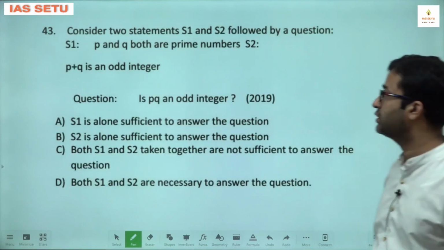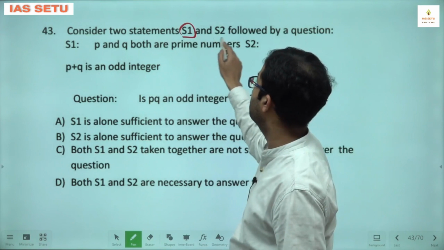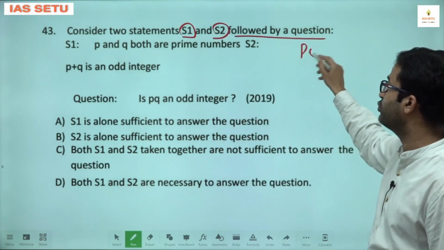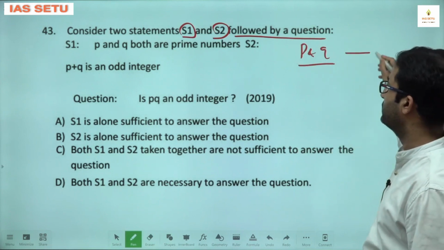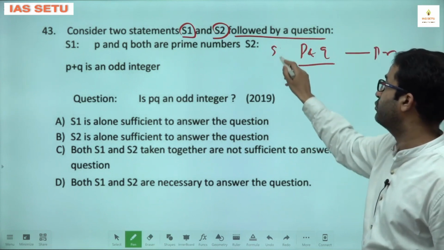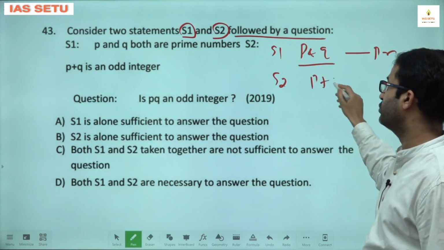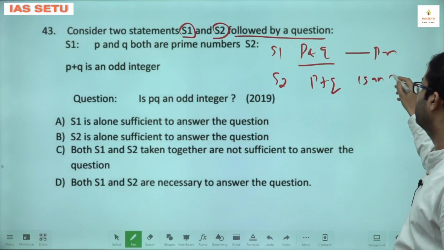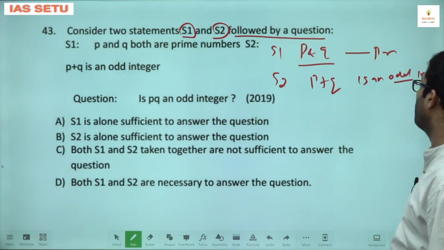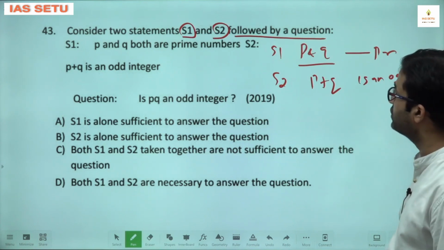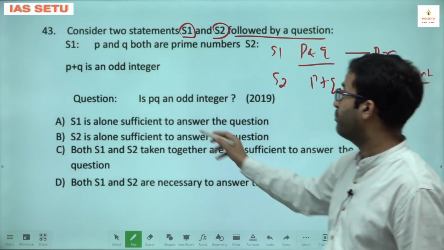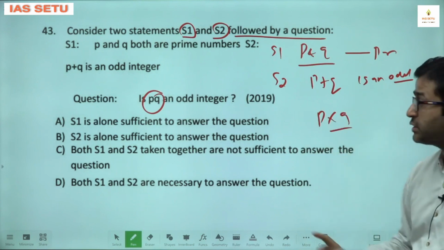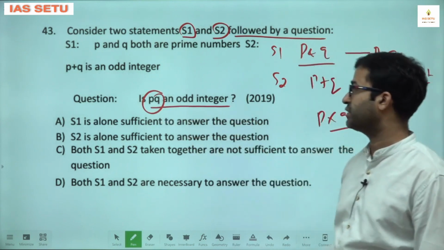Next, statement based question. Consider two statements, statement 1, statement 2, followed by a question. Statement 1 is p and q both are prime numbers. Statement number 2, p plus q is an odd number. Odd integer actually, odd integer. P plus q is an odd integer. P into q. Is p into q an odd integer?